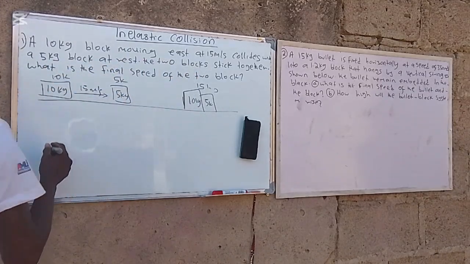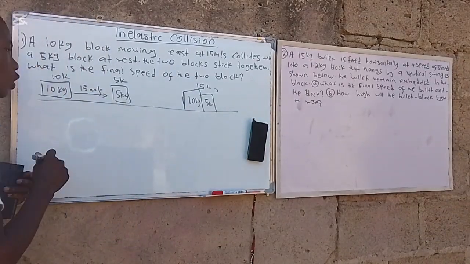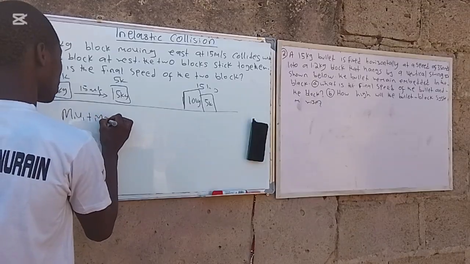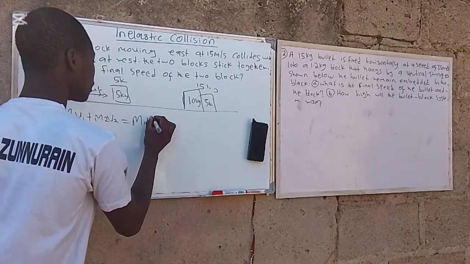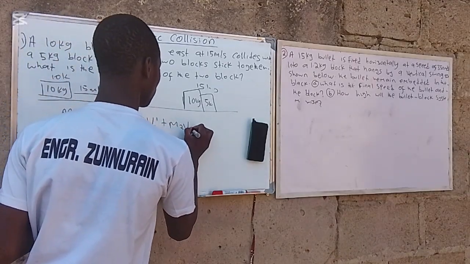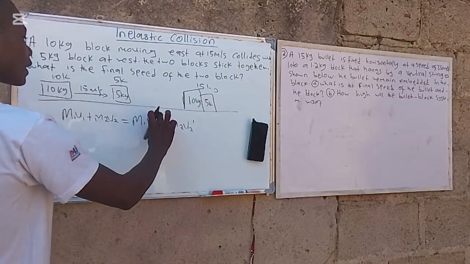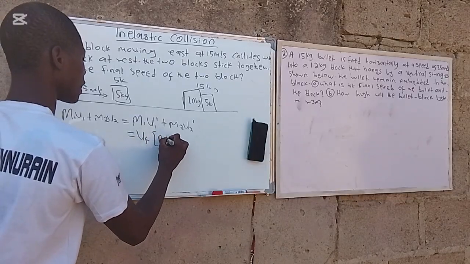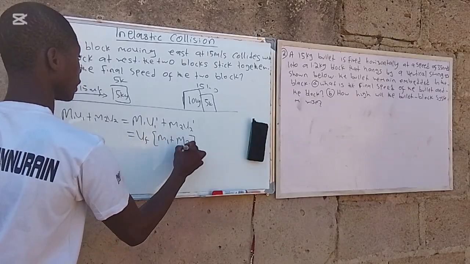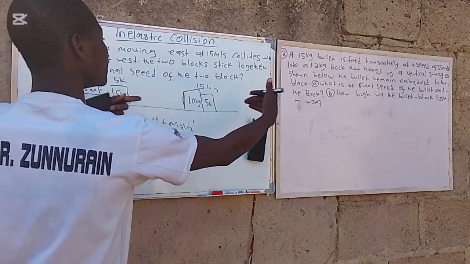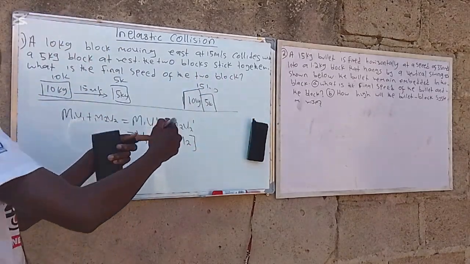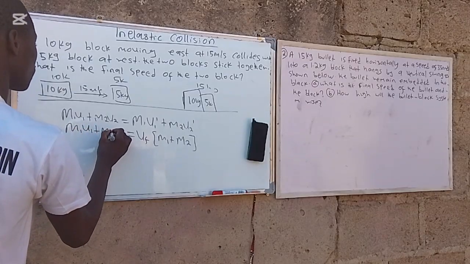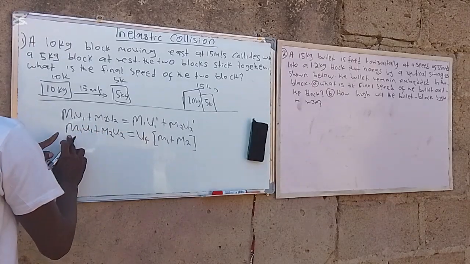What is the final velocity? You all know that momentum is conserved in elastic and inelastic collisions: m1v1 plus m2v2 equals m1v1 prime plus m2v2 prime. But you have to take note that the two final velocities are the same, so I can call it v final. This is the same thing as m1 plus m2, because they are stuck together. That is inelastic. So m1v1 plus m2v2.